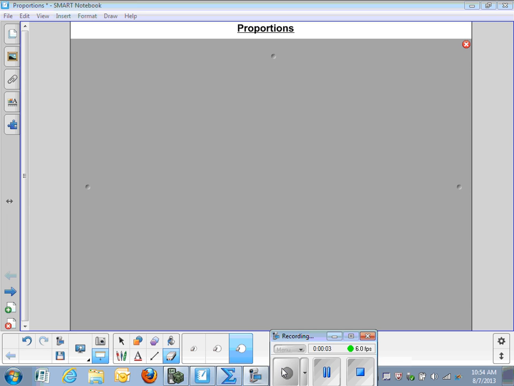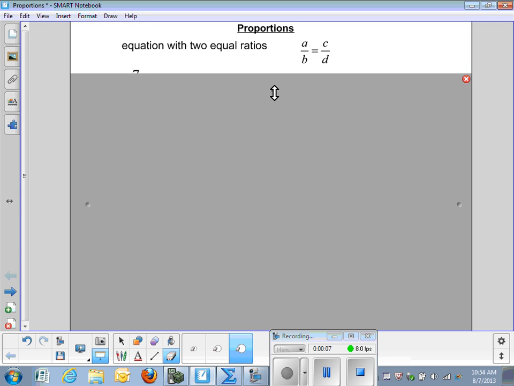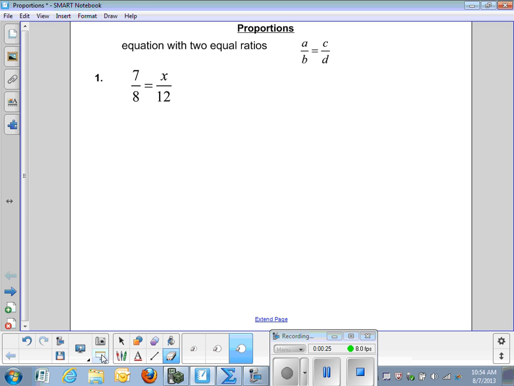This lesson is on proportions. Proportions are equations with two equal ratios. A over B equals C over D. They're two equivalent fractions. We're going to solve proportions using the cross product property.